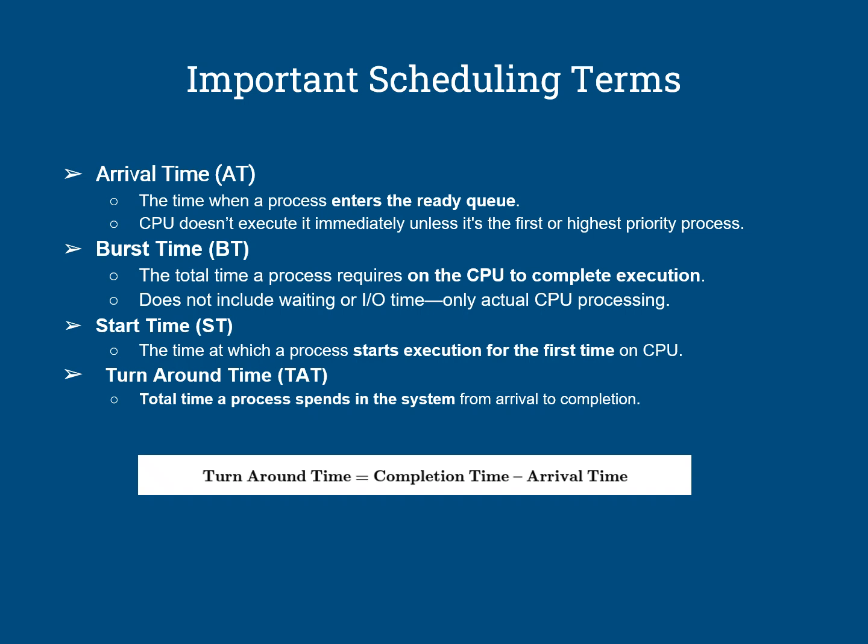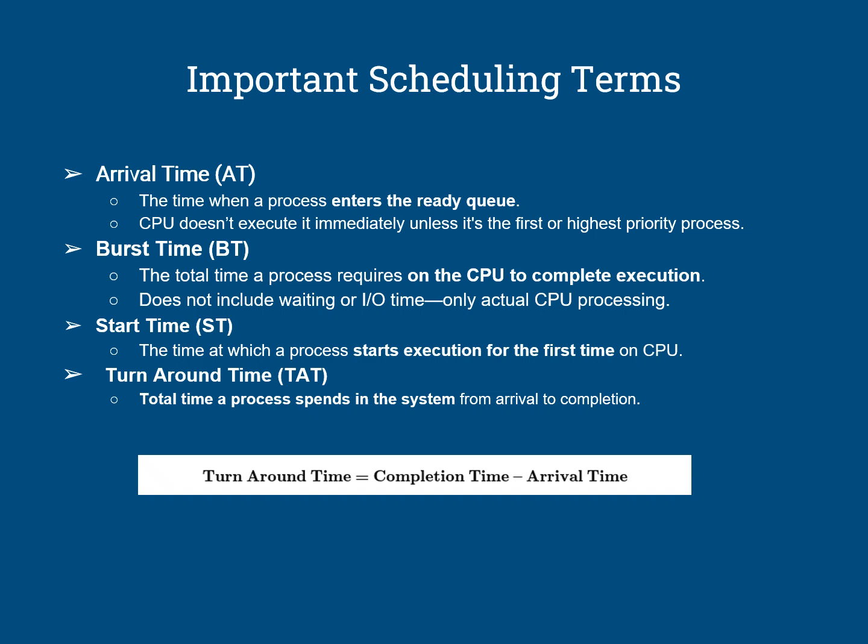Arrival time: the time when a process enters the ready queue. The CPU doesn't execute it immediately unless it's the first or highest priority process. Burst time: the time a process requires on the CPU to complete execution. It does not include waiting or I/O time, only actual CPU processing.